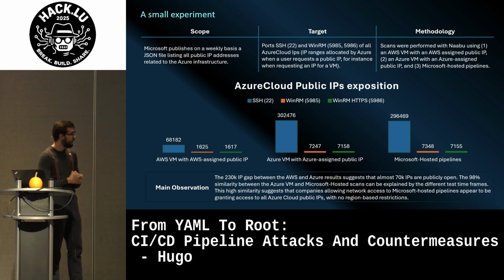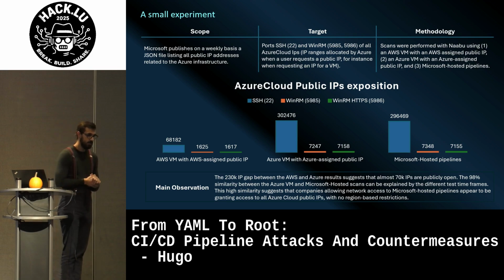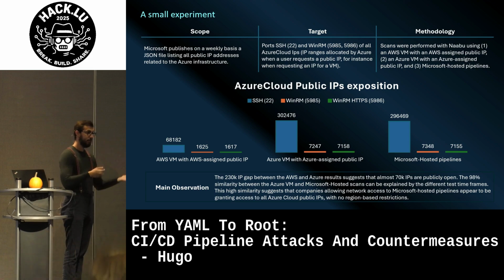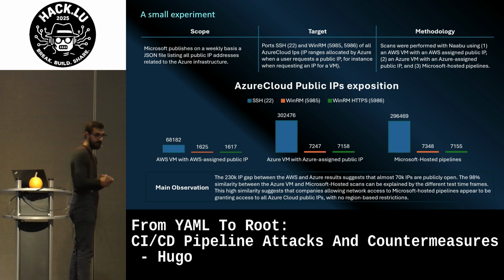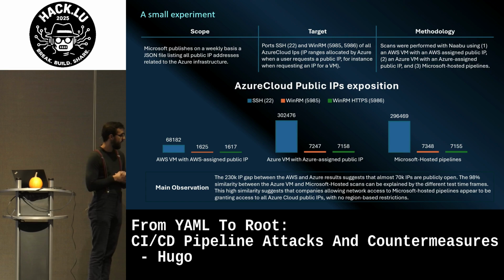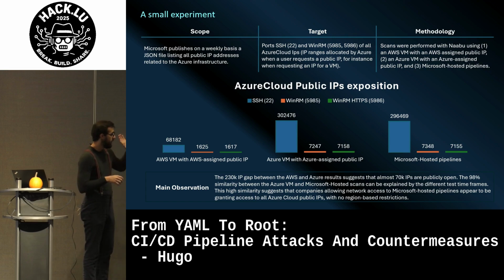So what we wanted to do is to see what is open on those IPs. So we took all the IPs that are given to people. There are 47 million IPs. And we tried to scan SSH and WinRM. SSH and WinRM are the two protocols most commonly used with Ansible. So we wanted to see if there was some infrastructure as code. And we used Naabu with three different methodologies: with AWS VM, with Azure VM and Azure IP, and with Microsoft Hosted Pipeline directly.